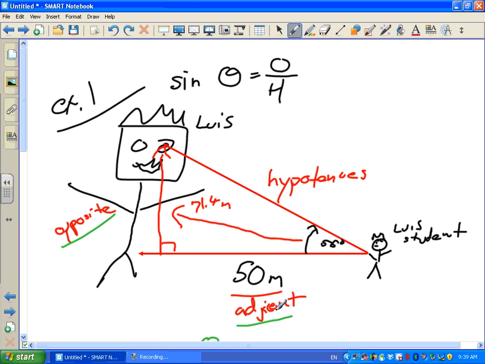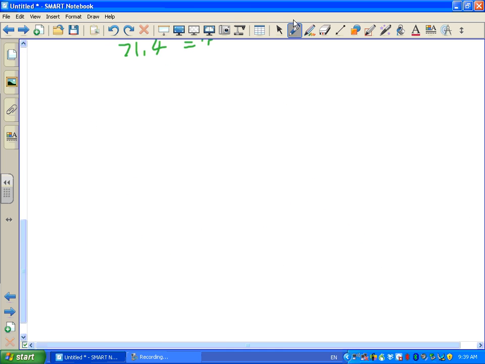In this one, I'm going to use the adjacent and the hypotenuse, so which of the ratios would I work with? Cosine, that's right. Good. You guys are actually better at this than the other class. Adjacent over hypotenuse. So, we know what our angle is. Our angle was 55. Our adjacent side was 50. And we need to find the hypotenuse, so we'll call that x.